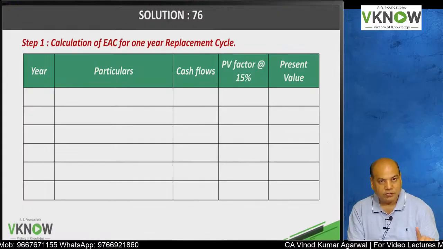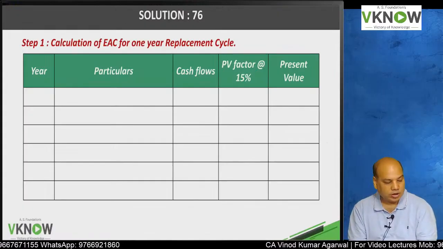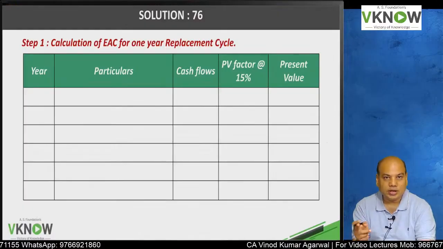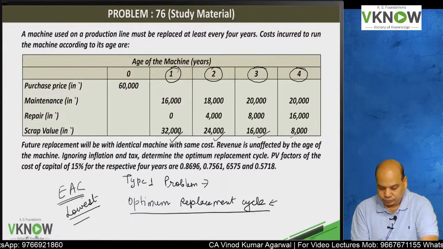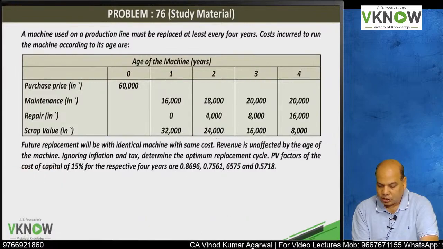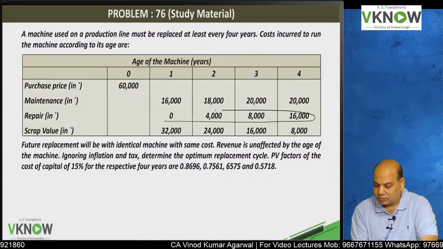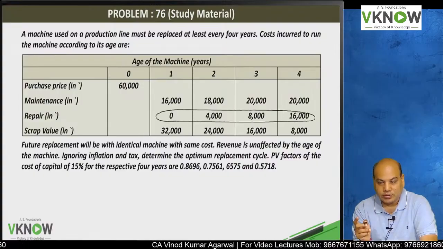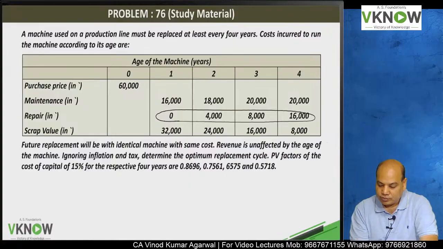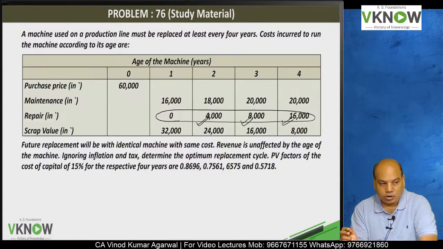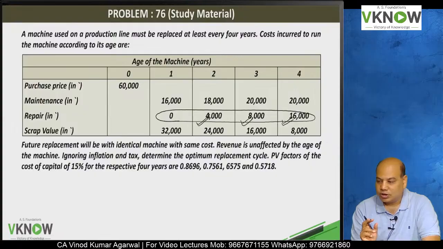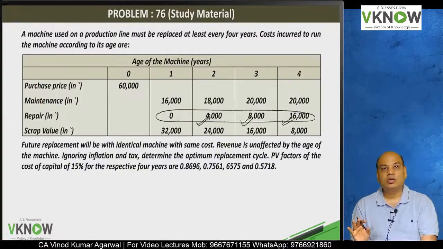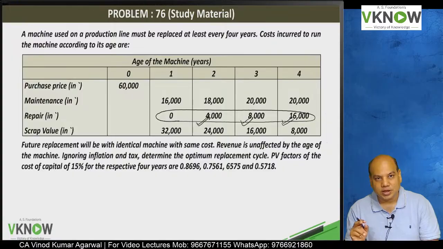So please write, already we have done one question. Now what is the difference between this question and the earlier problem? This problem does not tell you that repair will be incurred only if the machine is to be retained. So in this question we are going to incur repair cost irrespective of whether the machine has to be retained or not, in the respective year.